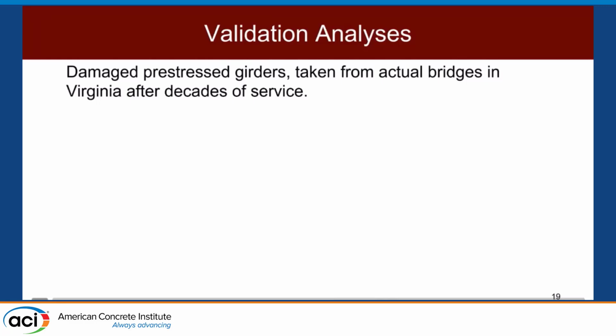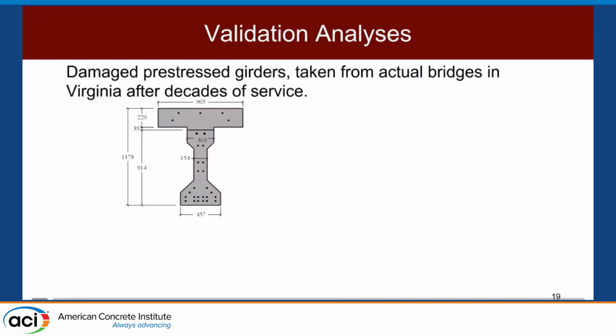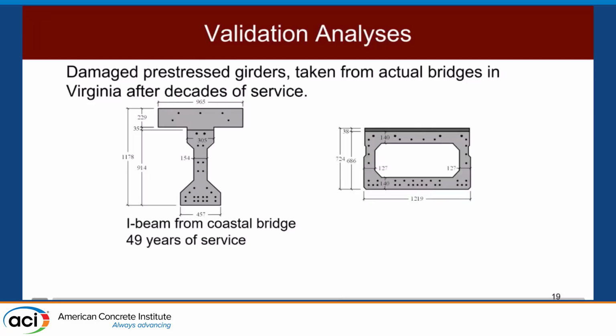So to this end, we resort to two damaged prestressed girders taken from actual bridges in Virginia after decades of service. So we had an I-section beam, taken from a coastal bridge, which was decommissioned after 49 years of service, and we also have a box beam which was taken from a bridge away from the coast after 34 years of service. Both these bridge beams involved 7-wire strands, which, as we will see in subsequent slides, some of them had severe corrosion damage.